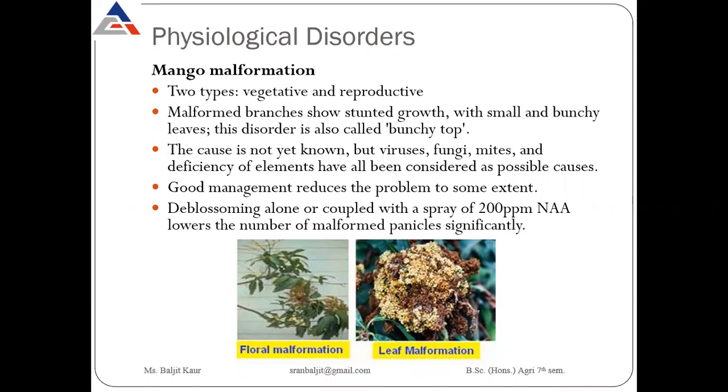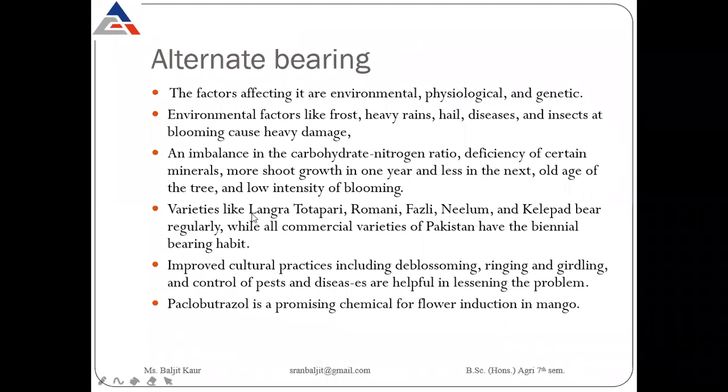And to manage this disorder, good management practices should be followed so that this problem can be solved to some extent. De-blossoming can be done, as well as a spray of 200 ppm naphthalene acetic acid to lower the number of malformed panicles significantly, right? So we can control this by de-blossoming the plants or by spraying naphthalene acetic acid. Next is alternate bearing.